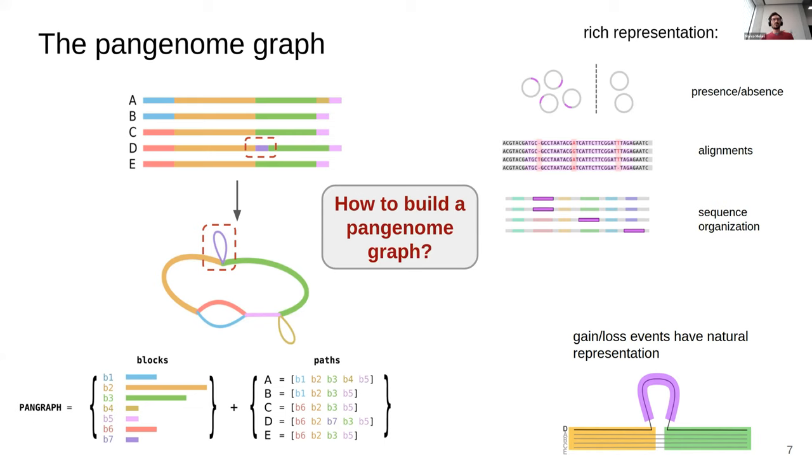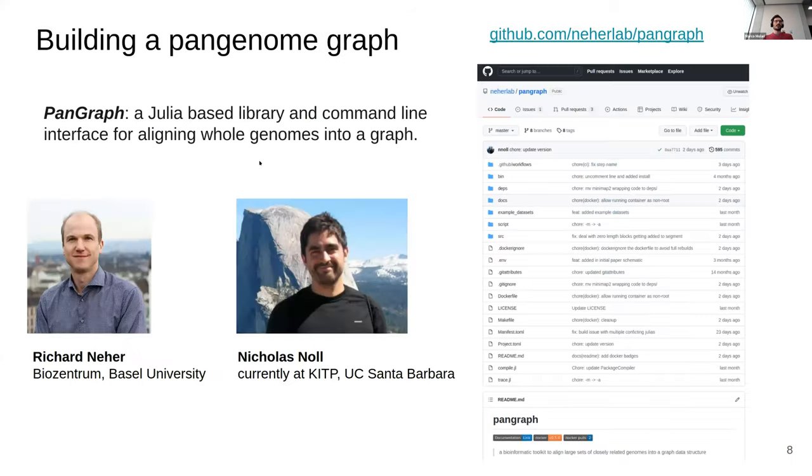What we've been trying to develop is a tool that allows you to build these representations starting from the sequences. This is work done in collaboration with Richard and Nick. We've come up with PanGraph. This is a Julia-based library and command line interface for aligning whole genomes into a graph. So really for building this representation. This is currently available on GitHub, and most of the heavy lifting has been done by Nicolas Knoll, who was a postdoc here in Biozentrum and now is at KITP in University of California.